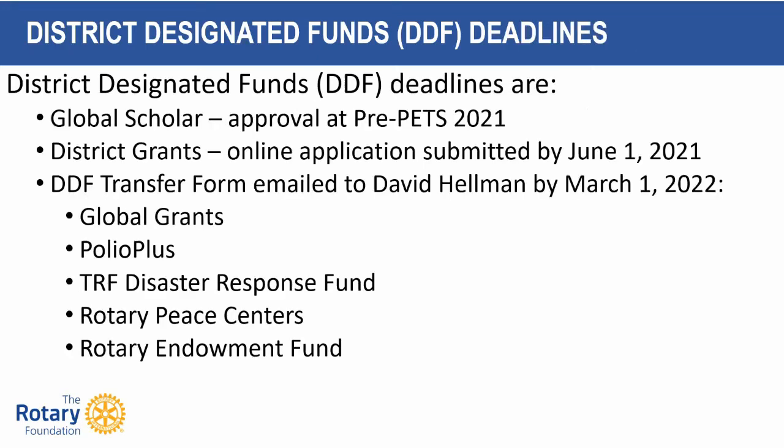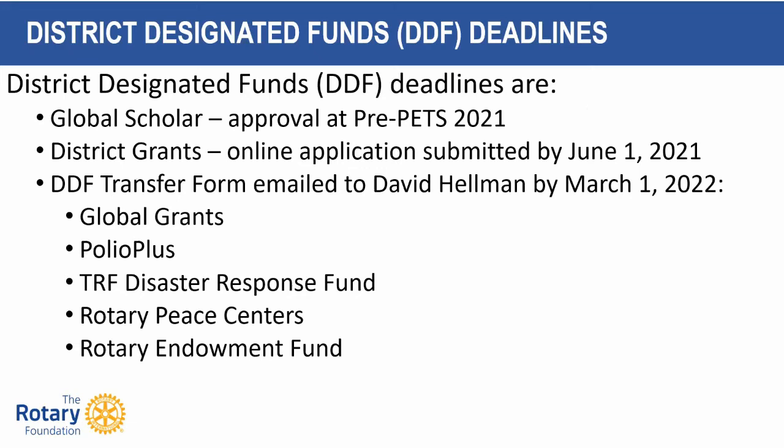Now, the deadlines for allocating funds come in three different categories. First, Global Scholars. They are approved at a pre-PETS meeting, and that will happen within the next month, before PETS. District grants, this is an online application that has to be submitted by June 1st.